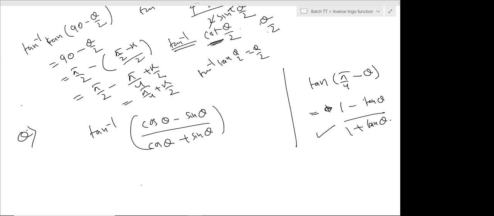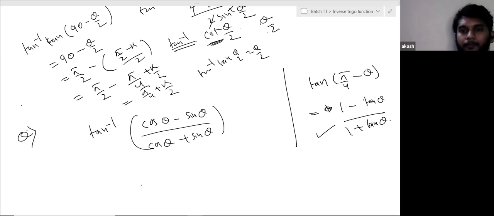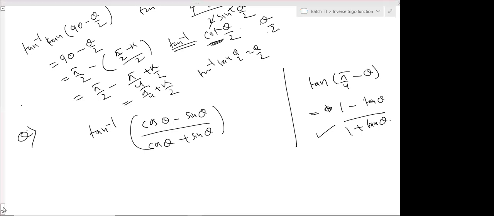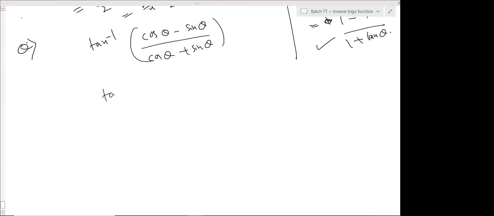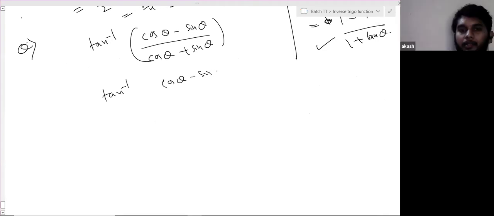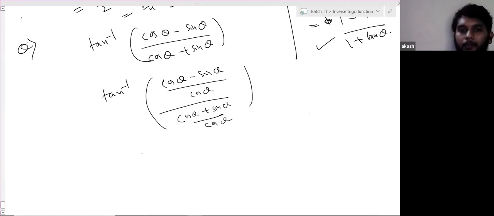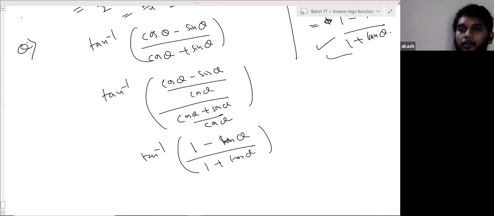Got it, sir. All right, how did you solve this? Cos theta minus sine theta divided by cos theta. Absolutely right. So we can divide cos theta in the numerator and in the denominator. So tan theta, this is 1 minus tan theta upon 1 plus tan theta. And how did we get this formula? Because instead of 1, I can write tan pi by 4.